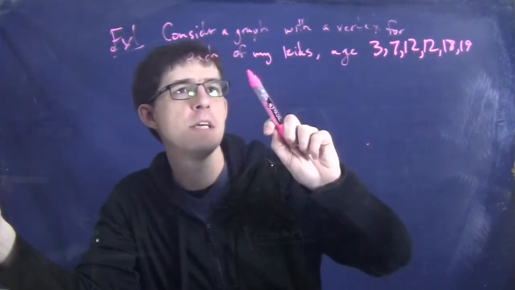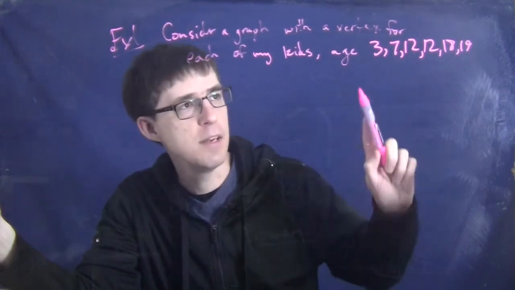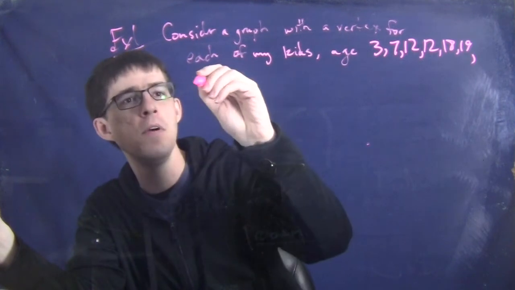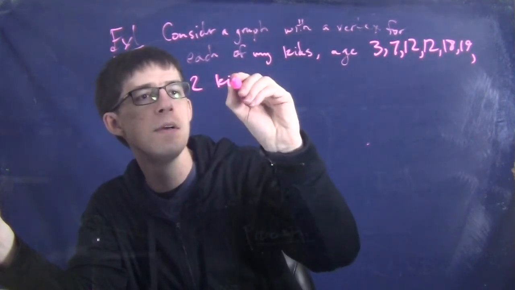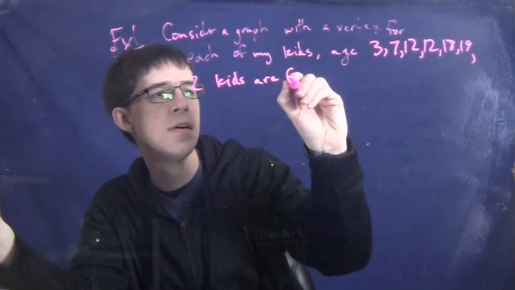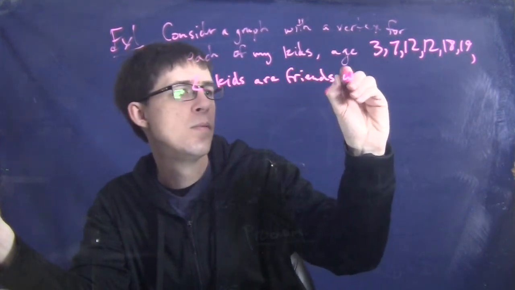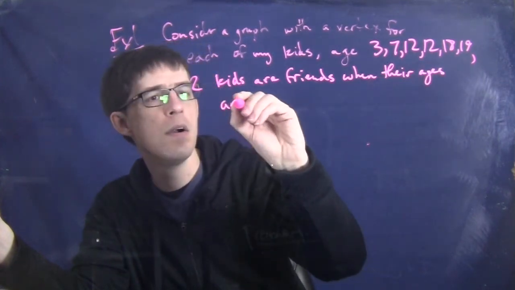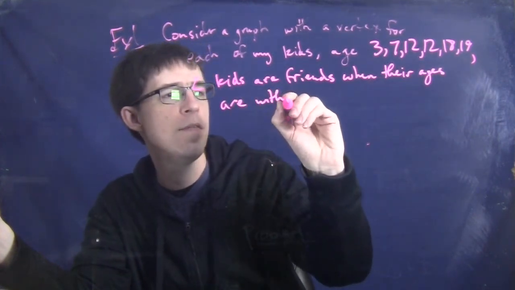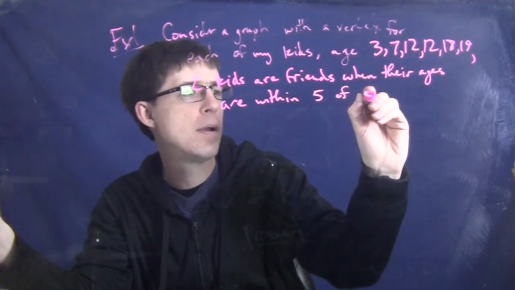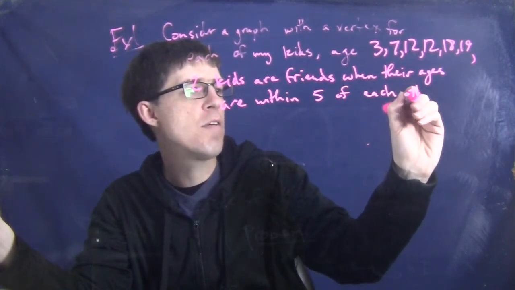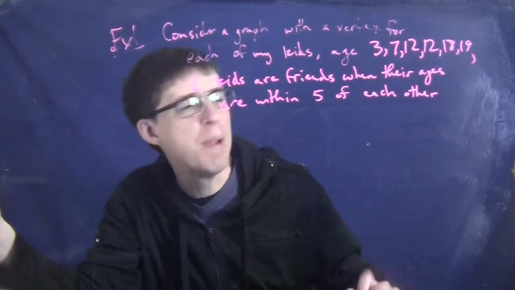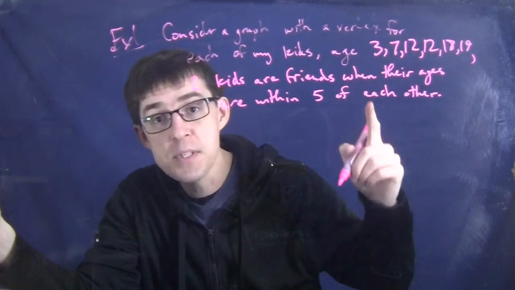Let's consider a graph with a vertex for each of my kids. I don't really have this many kids. And let's say that my kids have these ages, and let's say also that 2 kids are friends when their ages are within 5 of each other, right? It's hard for a 3-year-old to relate to a 19-year-old, but the 7s and the 12s, they can just barely get along, all right? Can we represent this on a graph?